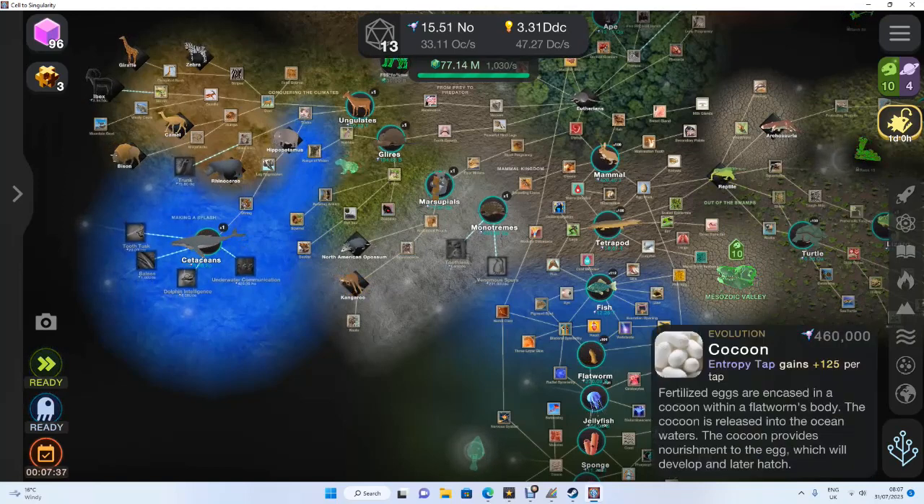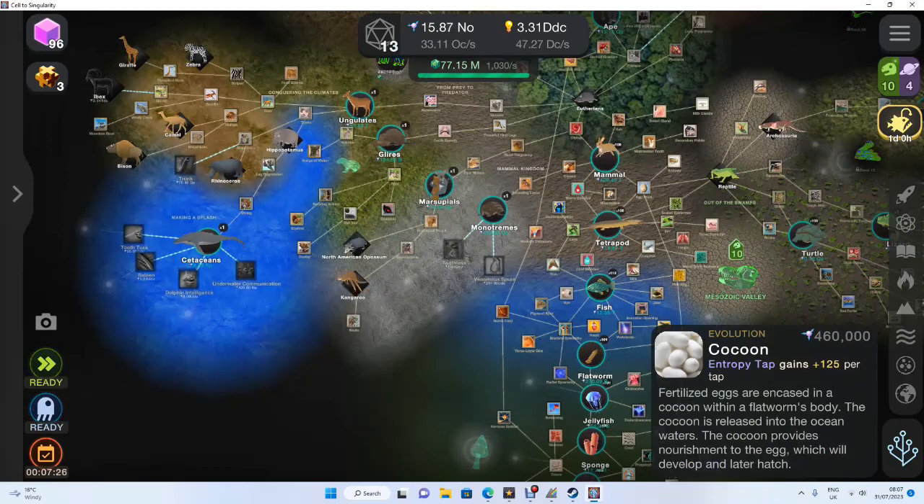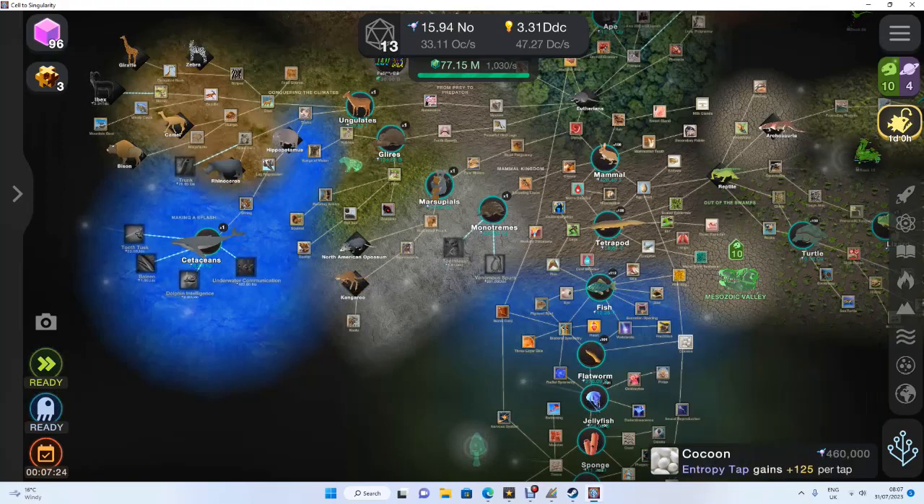Cocoon. Fertilized eggs are encased in a cocoon with a flatworm's body. The cocoon is released into the ocean waters. The cocoon provides nourishment to the egg, which will develop and later hatch.